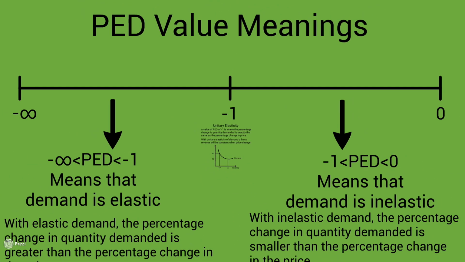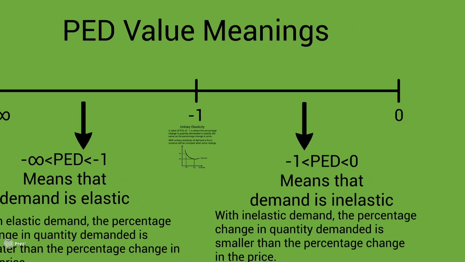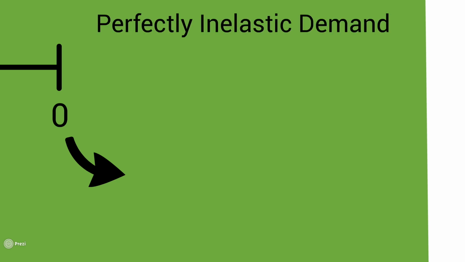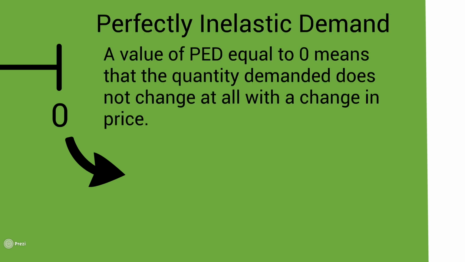We then have some extreme cases for price elasticity of demand. Let's have the first example when price elasticity of demand is a value of 0. With a value of 0, we say that demand is perfectly inelastic. This means that the quantity demanded does not change at all with a change in price. We get this value because the percentage change in quantity demanded is 0, and when we divide this by the percentage change in price, 0 divided by any number will be 0, which is why price elasticity of demand for perfectly inelastic demand is 0.